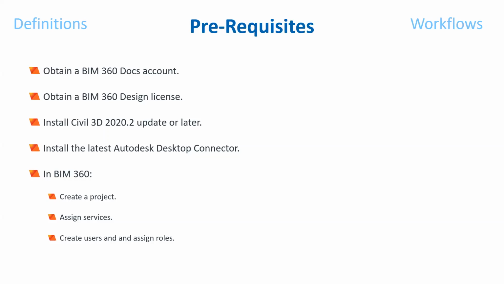You have to install the latest Autodesk Desktop Connector. Then you log into BIM 360 online. You have to create a project. You have to assign services to those projects, and you have to create users and assign roles and permissions to that project. Now, today, I'm not going to go into much detail about doing that online. That would add probably another hour to a webinar, let's say. I'm going to focus on the BIM 360 design, the Civil 3D workflow. But that's what you need to do before you can start any project.